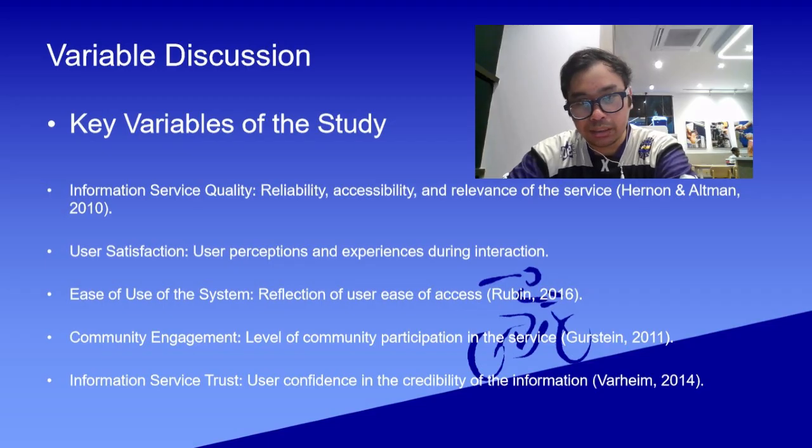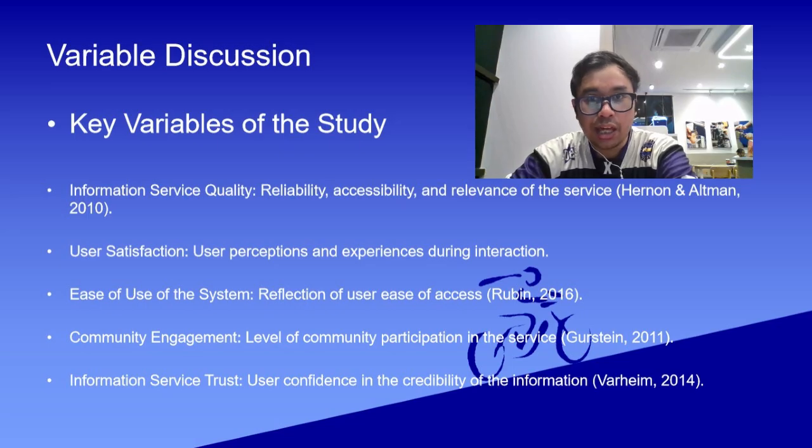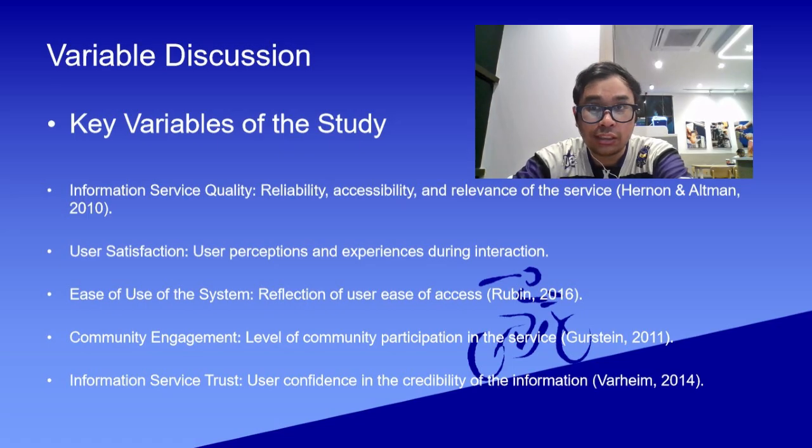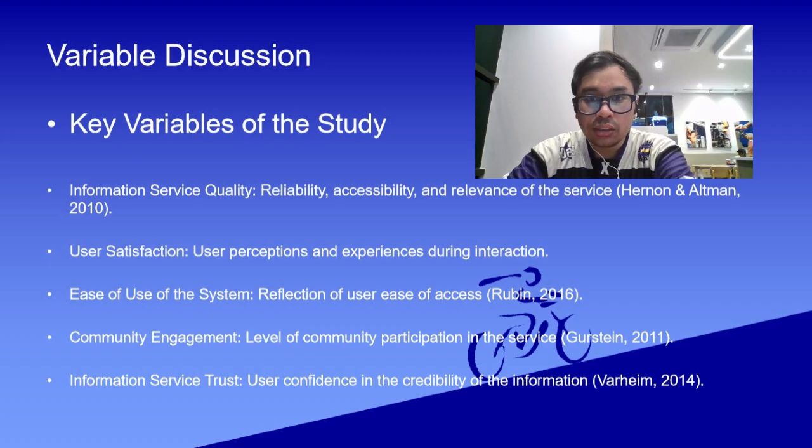Variable discussion. Key variables of the study: information service quality, which is the reliability, accessibility, and relevance of the service. Then user satisfaction, the user's perception as expressed during interaction, ease of use of the system, and perception of ease of access. Community engagement, the level of community participation in the service. And information service trust, user confidence in the credibility of the information.